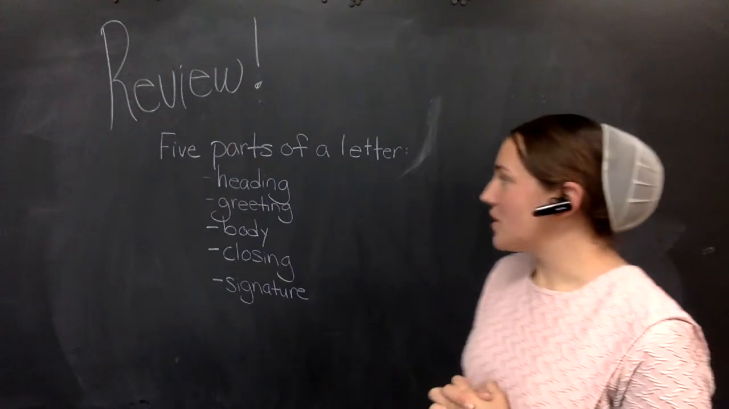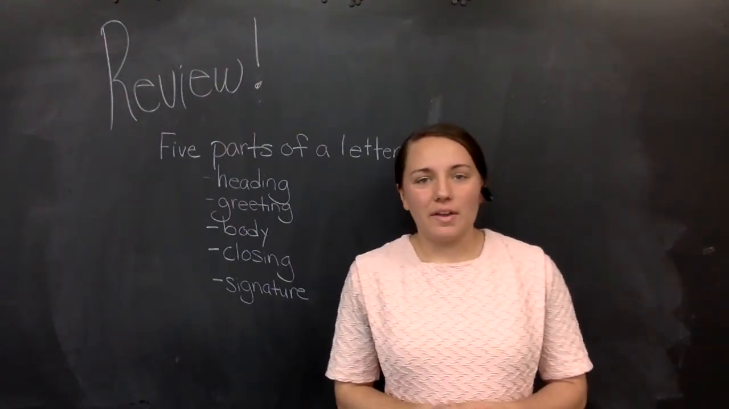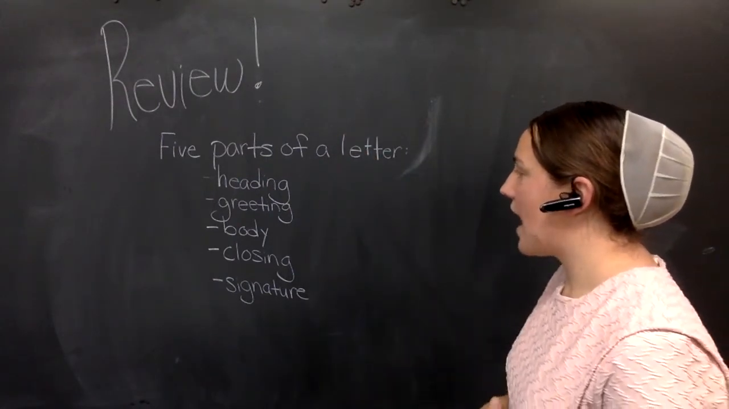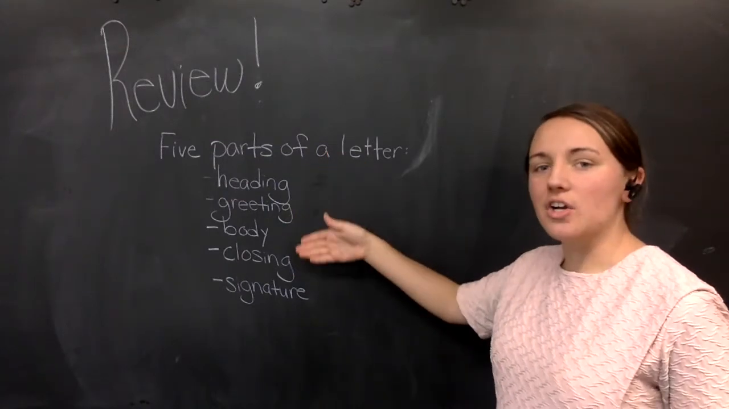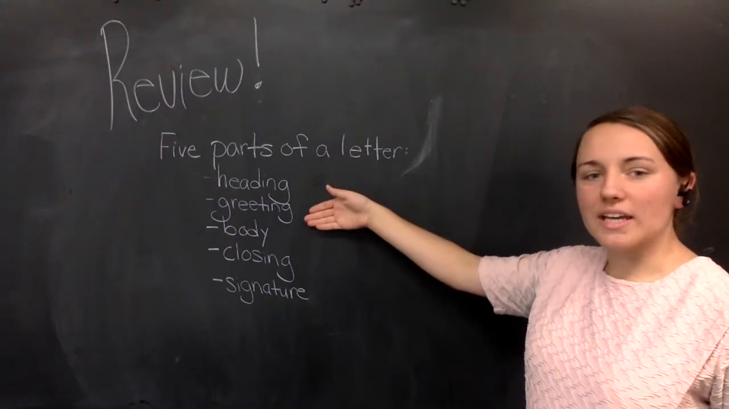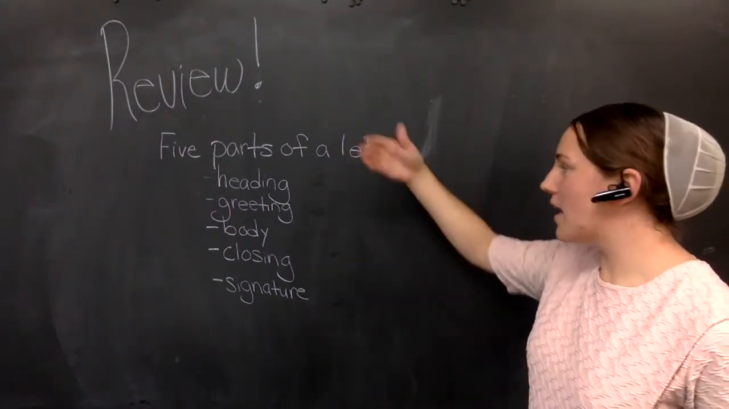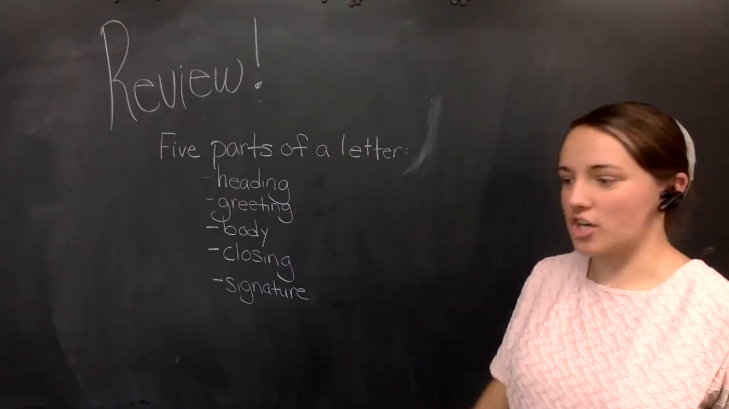So first of all, we're going to start with going over the 5 parts of a letter. We've talked about this many times before, and let's just go over the ones that I have here on the board. So we have a heading, greeting, body, closing, and signature. Let's say them together. Heading, greeting, body, closing, signature. One more time. Heading, greeting, body, closing, signature.